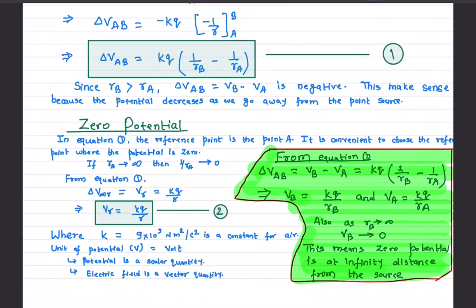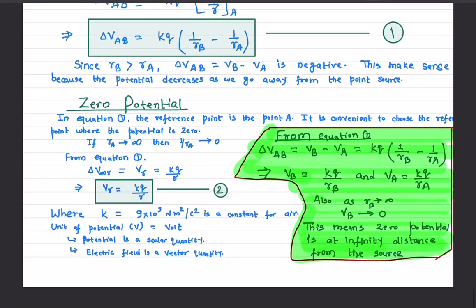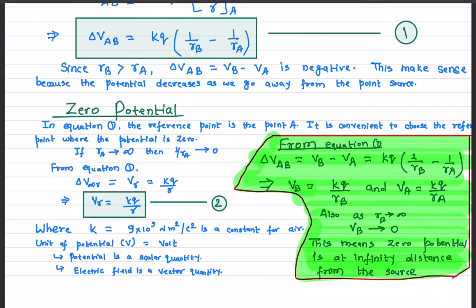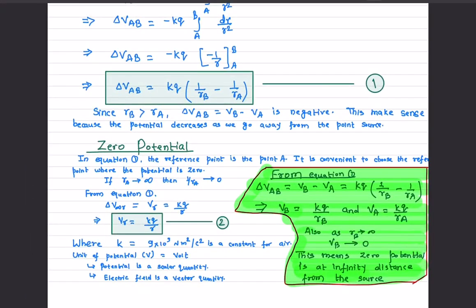And remember, the potential is a scalar quantity. It does not have any direction. It is just the magnitude. While the electric field is a vector quantity, the potential is a scalar quantity. Just keep this in mind. And it is simply kq over r. While the electric field varies as kq over r square, the potential varies as 1 over r.